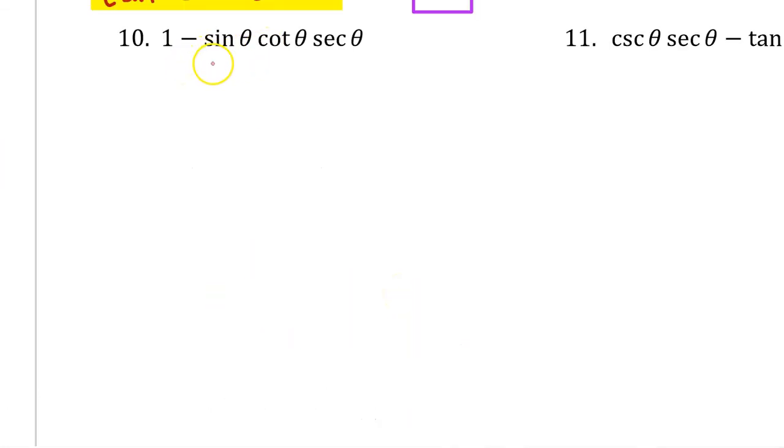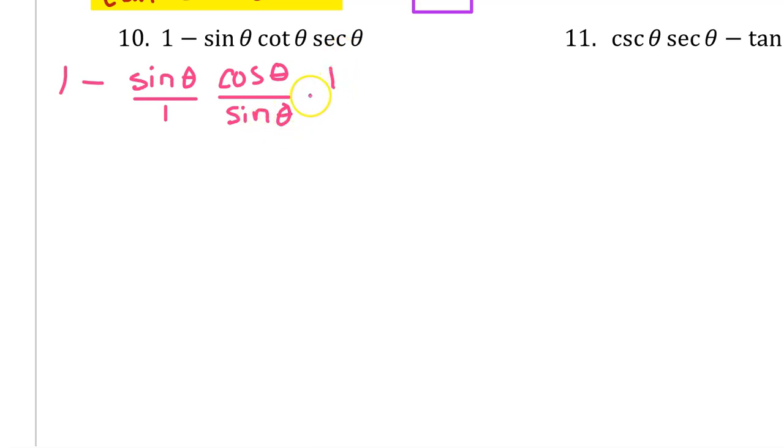For number 10, I am going to use the strategy of rewriting everything in terms of sine and cosine. So we have 1 minus sine theta, and I think I will write sine theta over 1. Cotangent theta can be written as cosine theta over sine theta. And secant theta is 1 over cosine theta.